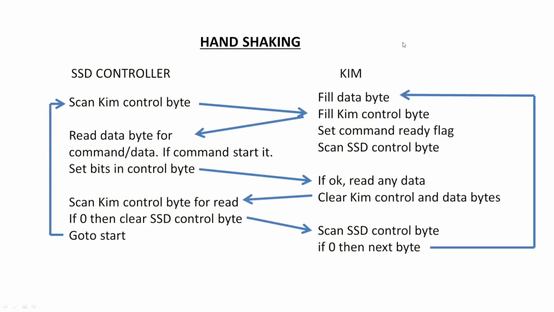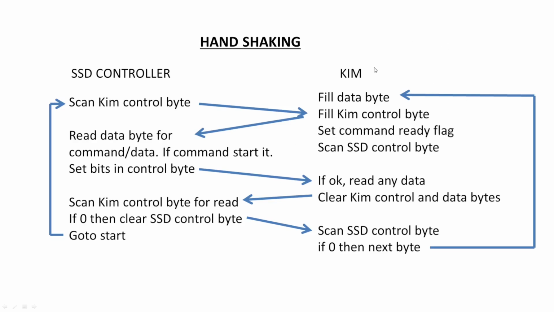So this is the handshaking. This is an asynchronous system, so they need to talk to each other backwards and forwards to say they've read the data, etc. It's a bit like your clear to send and request to send in serial ports, but everything's being transferred in whole bytes at a time. So the solid state drive controller is continually scanning the KIM control byte to see whether any data has been set. So it's looking at one particular bit. It's looking at this set command ready flag.